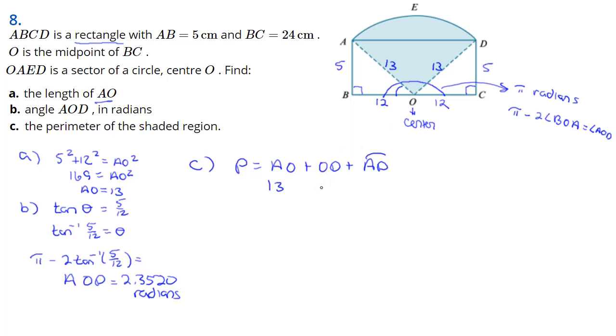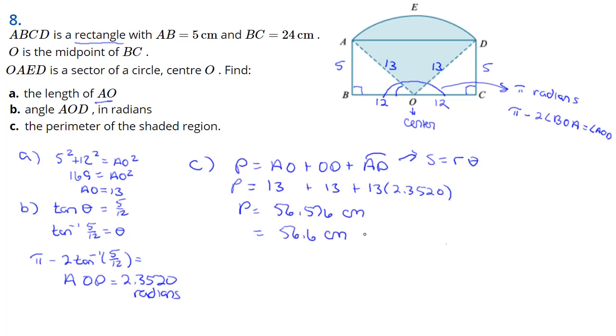Now AO is 13 and OD is 13, so that was easy enough. And if I want to find the arc length of a sector, that's going to be the radius times the angle. Well, the radius is clearly 13, and the angle we just figured out, 2.352. So now all I got to do is add all this up, and I'm going to get 56.576, or 56.6 centimeters as our perimeter.